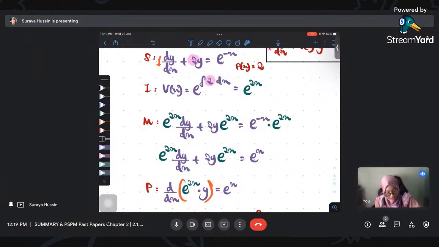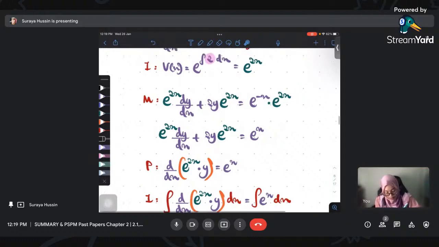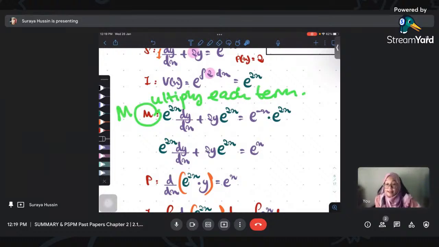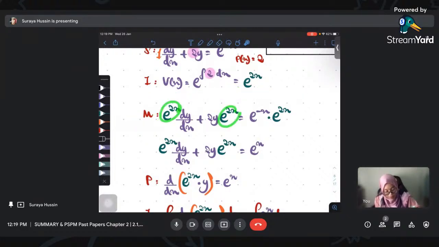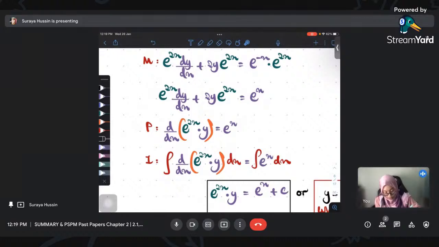And here is where you will see M. Saya tak terangkan M tu maksudnya multiply. M tu maksudnya multiply each term. You understand that already sebab saya dah terangkan tadi. M bermaksud multiply. Dan P bermaksud product rule. Product rule yang macam mana? Product rule maksudnya yang ini wajib ditulis.